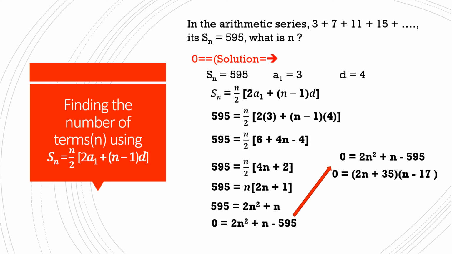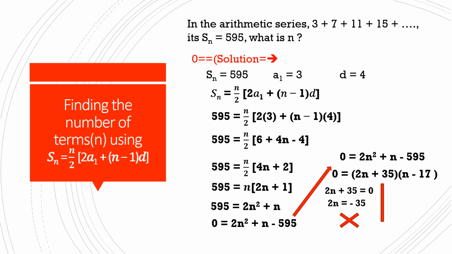Okay, so we have two possible values for n. The first, 2n plus 35, equated to 0. So 2n is equal to negative 35. Take note, if we divide this by 2, the result will be negative. Our n must not be negative because it is a number of terms. So, therefore, this expression cannot be used.